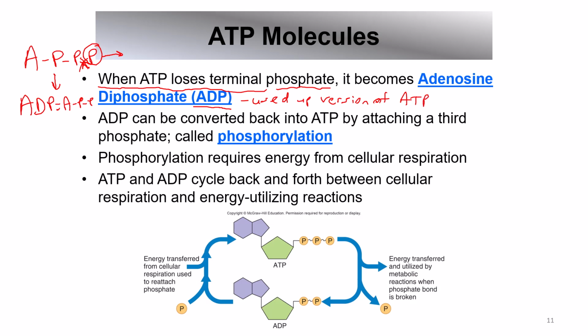It has much less energy than ATP. Well, the good thing is this doesn't go to waste. So now, during cellular respiration, when we break apart the food molecules, we turn this ADP back to ATP. And that's how more ATP is made. So here, ADP can be converted back into ATP by attaching a third phosphate. It's called phosphorylation. And so this is what happens during cellular respiration. And so we're going to go through the steps of turning these ADPs back to ATPs by using the food molecules.